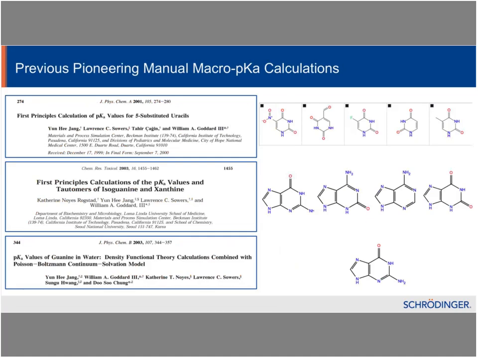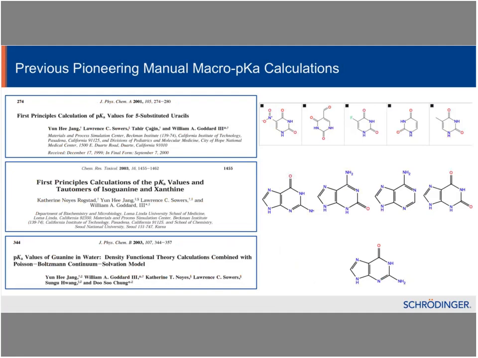All right. Of course, macro pKa calculations have been done before, and these papers in the early 2000s by Bill Goddard's group from Caltech represent some important initial steps in macro pKa calculations. There was a series of papers written by Bill Goddard's group. In some papers, there was only one molecule essentially examined. For example, guanine in this 2003 paper was studied in detail.